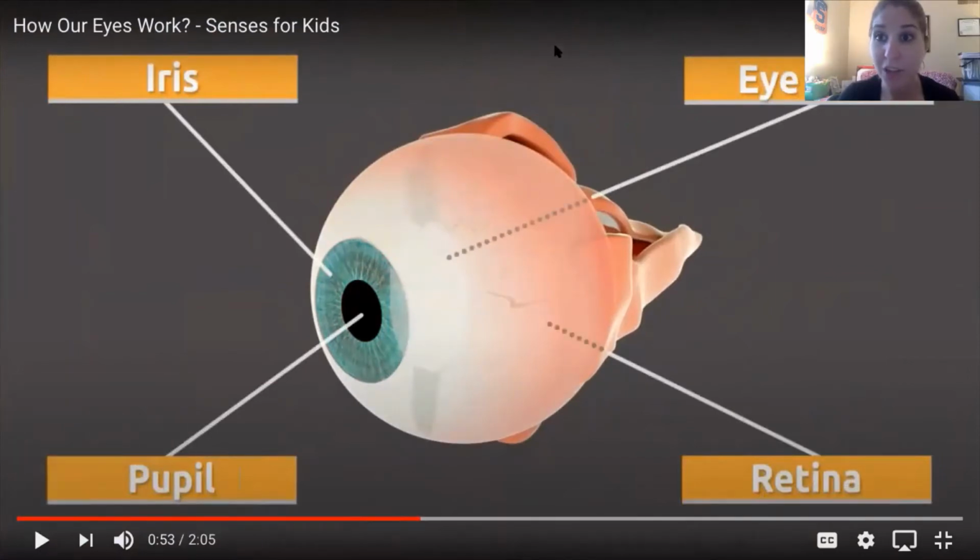Now we're going to watch another video. That video just showed us the different parts that protect our eye. So we learned that the eyebrows help protect our eye. Our eyelashes, and the eyelids, they open and close, and they keep out dust and different things from getting in our eye.